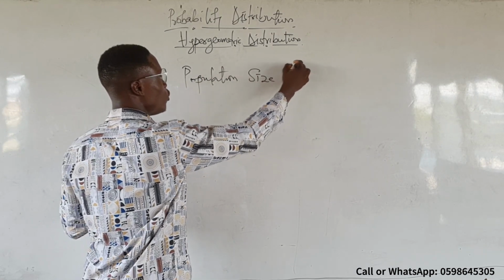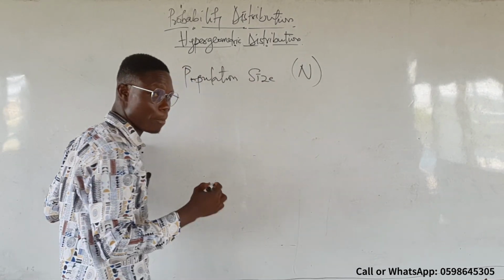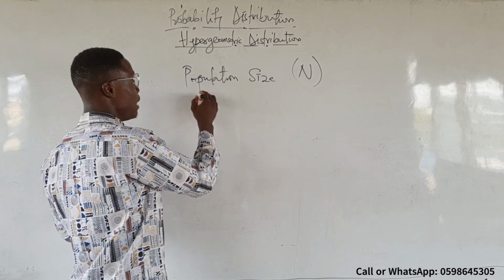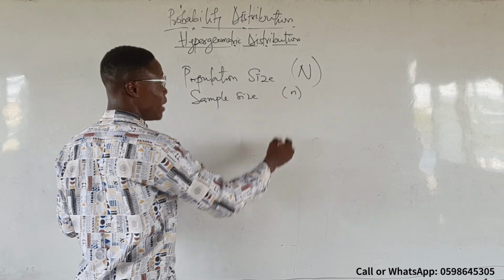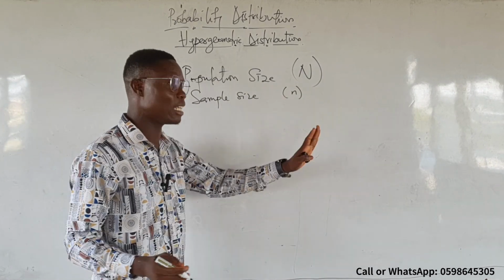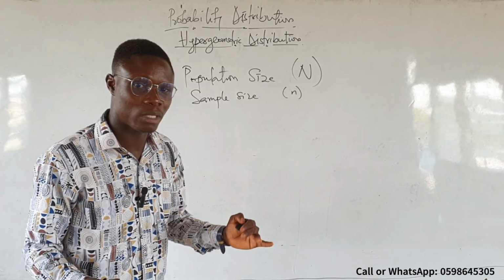So, like I said, there is a population size, which we use capital N for. Capital N denotes the population size. There's a sample size, which we use small n. I'm sure you're aware that under statistics, when you see a small n, it stands for a sample size, right?